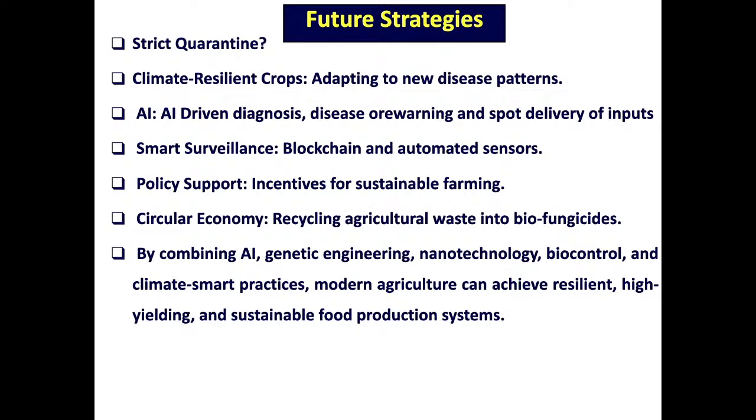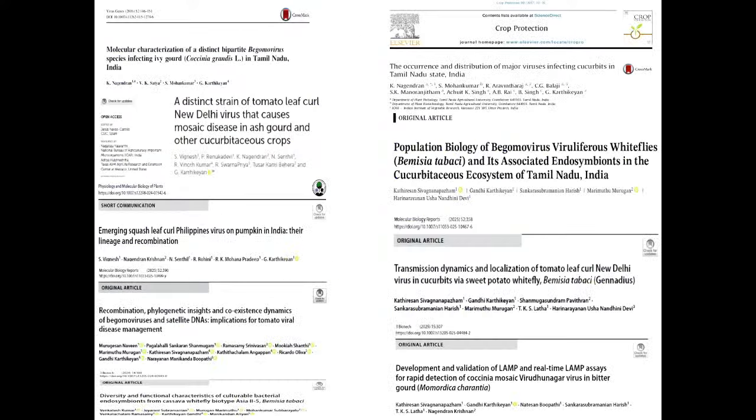Similarly, climate resilient crops adopting new disease patterns, and AI should be exploited for diagnosis, disease forewarning, spot delivery of inputs, smart surveillance and modeling, as they were talking about from the morning. Then policy support is very, very important, and the circular economy. Finally, by combining artificial intelligence, genetic engineering, nanotechnology, biocontrol, and climate smart practices, modern agriculture can achieve resilient, high yielding, and sustainable vegetable production systems across the globe.